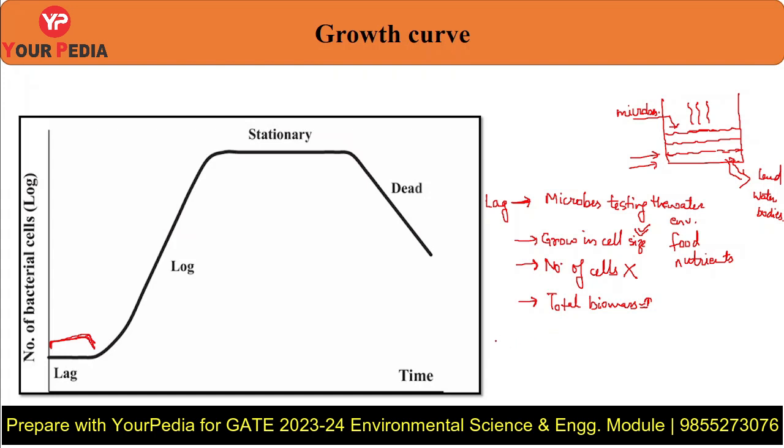Then, after they have decided that they like the environment, they like the food that is being provided to them, they enter the so-called log phase. Log phase is the exponential phase, this one. Because the growth that takes place here is exponential. Here the growth is linear. Okay, here the growth is exponential.